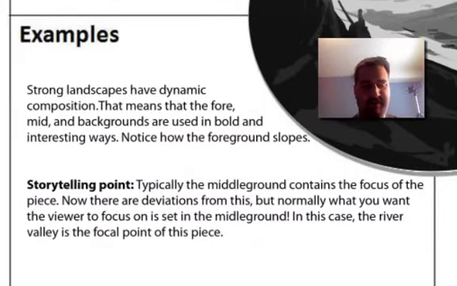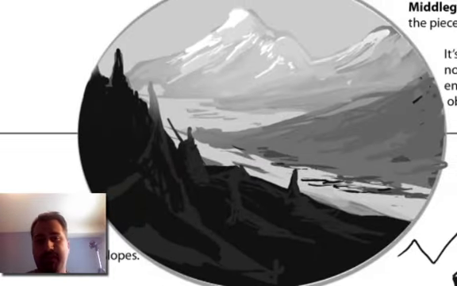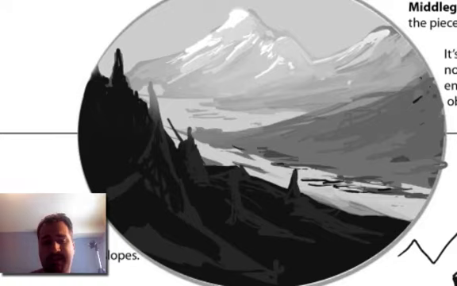And also just a storytelling point. Use the middle ground to tell your story. And in this case of the story, the river and the valley is the whole focus of the piece. The side of the mountain that's right in our face, that's not the focus of the piece. The whole purpose of showing this grand expanse, that's the focal point of the piece, and that is what the middle ground is.